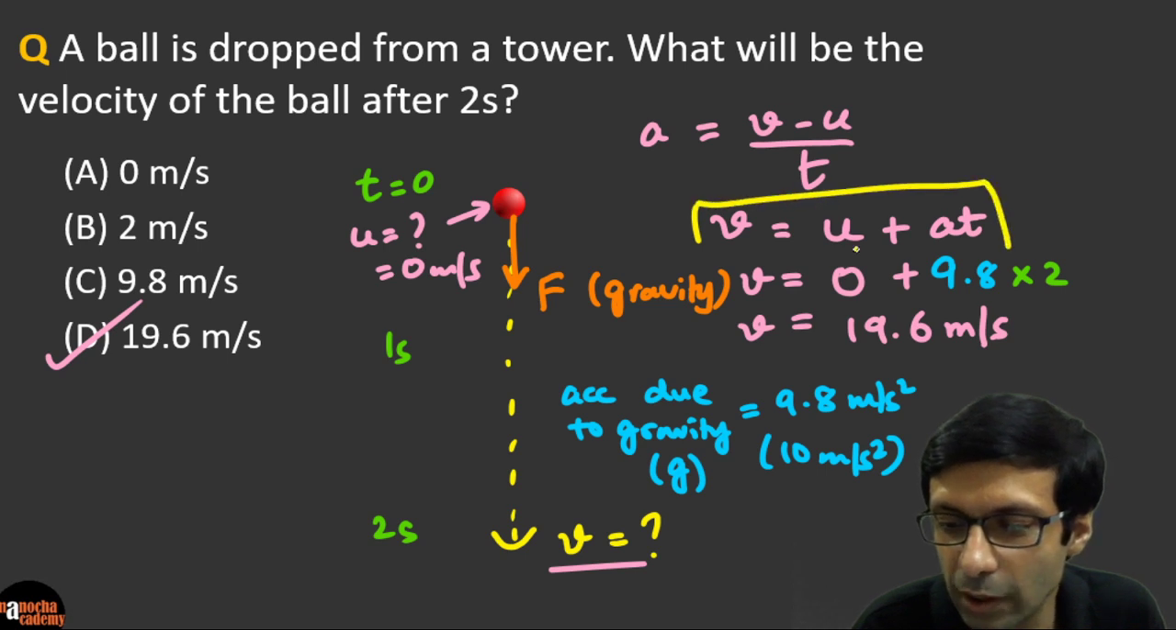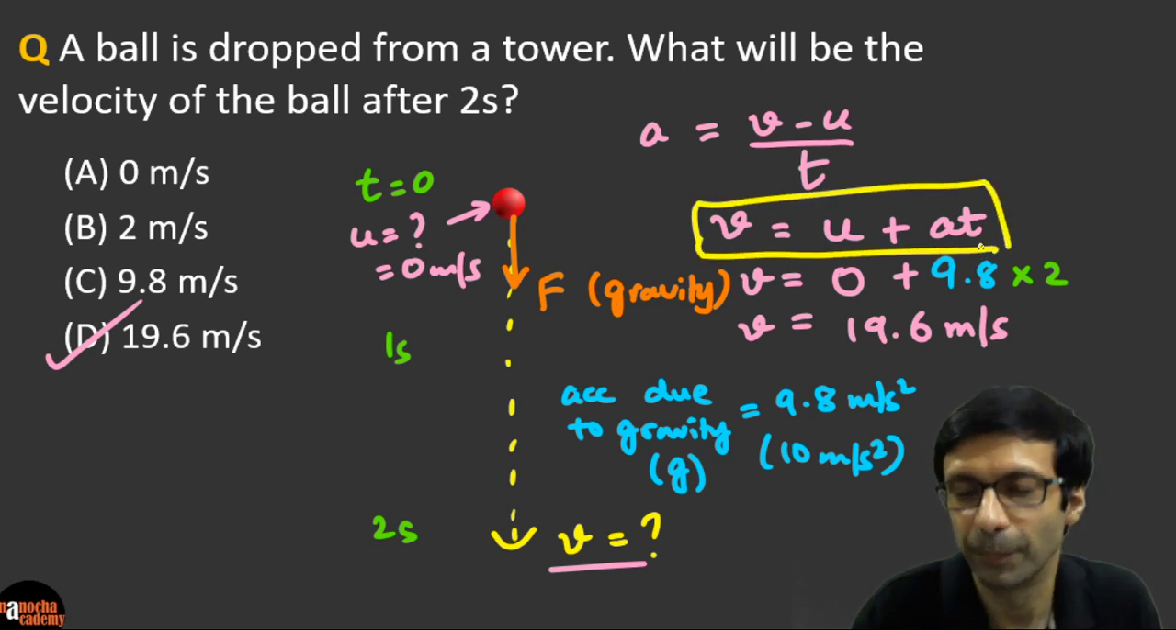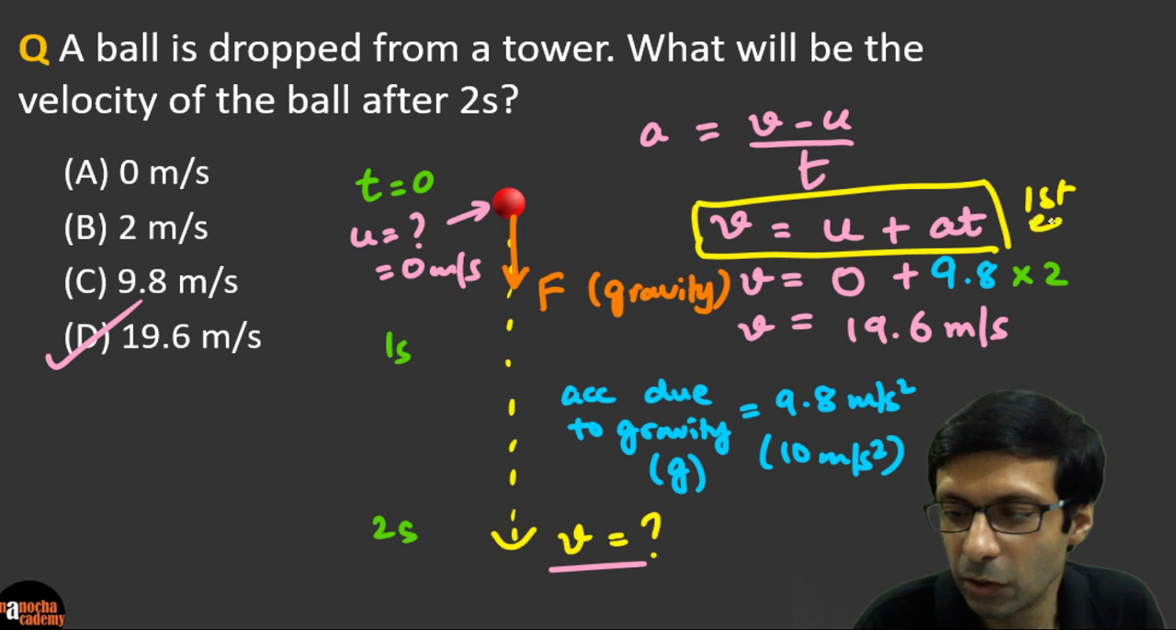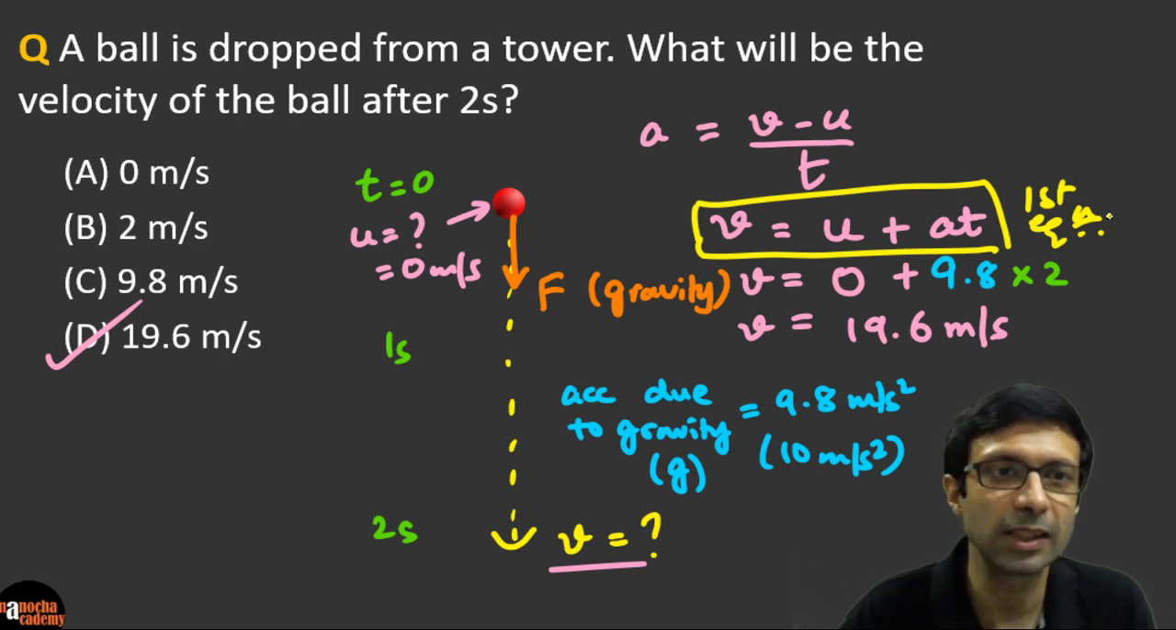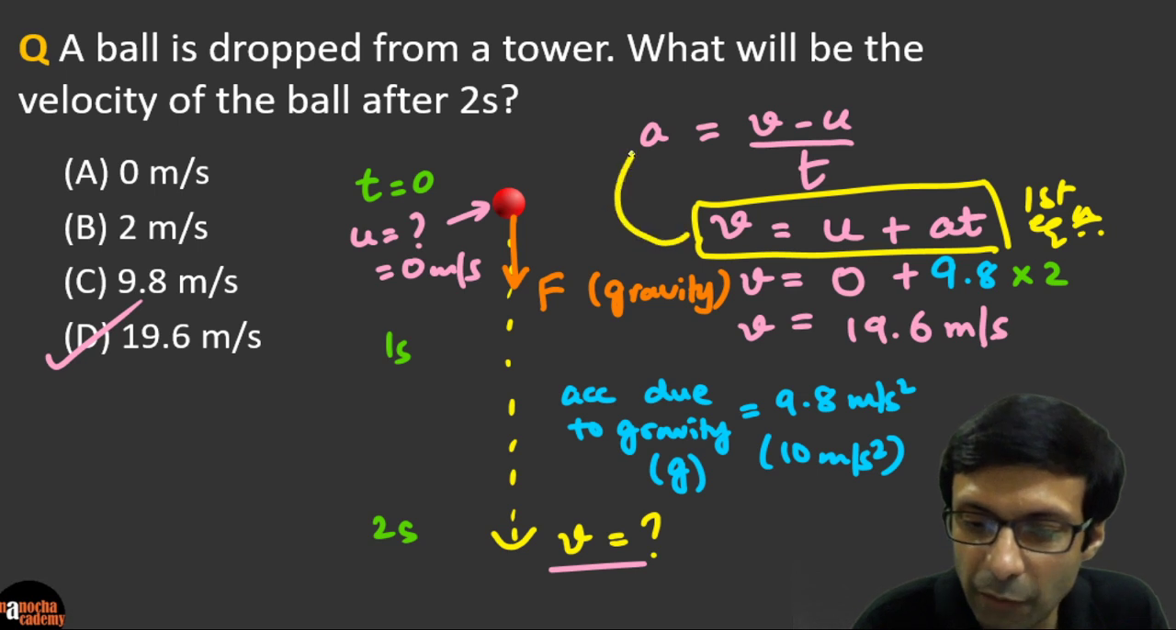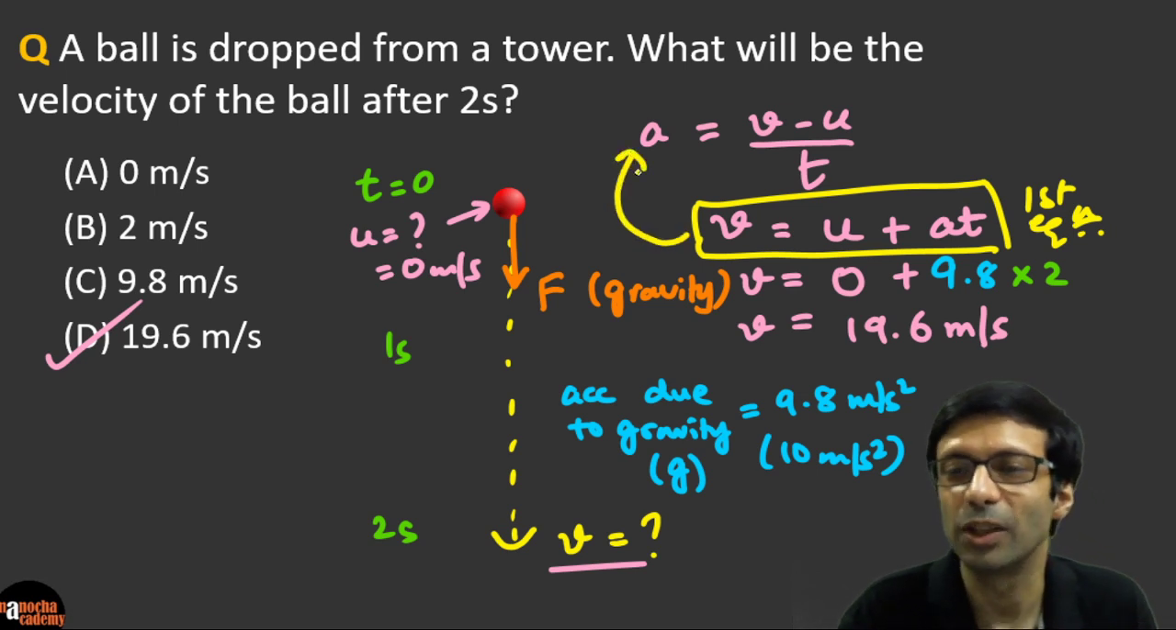And I'm seeing a lot of you are saying the right thing, that this equation is actually the first equation of motion, right? So I have a video on that also, on equations of motion. You can watch that. So v equal to u plus at is our first equation of motion, and we can easily derive it from this acceleration formula. So there's nothing great about it.